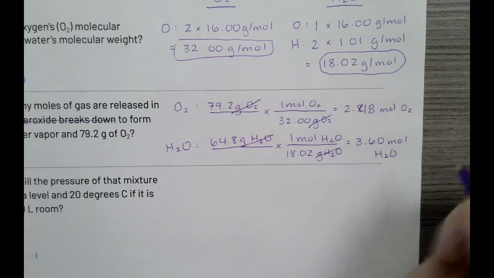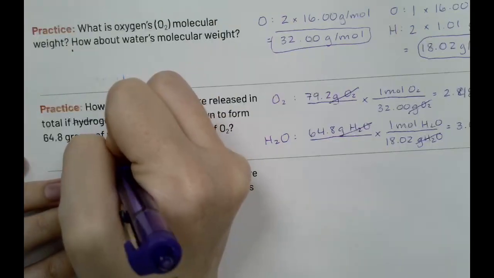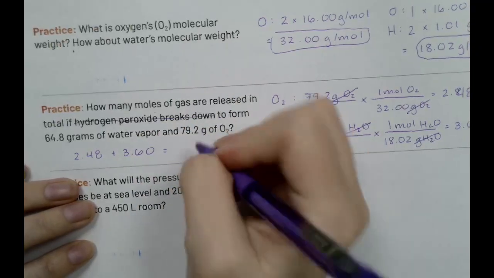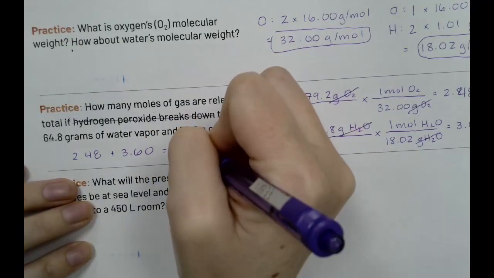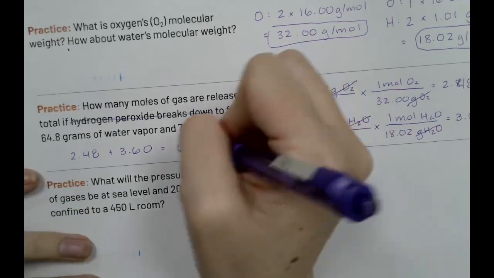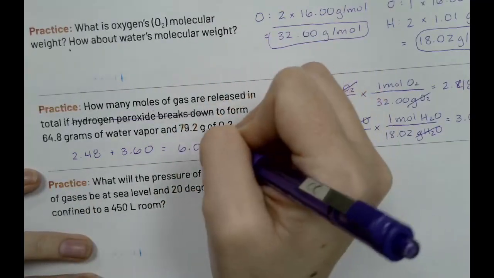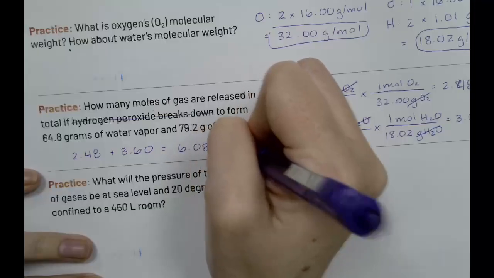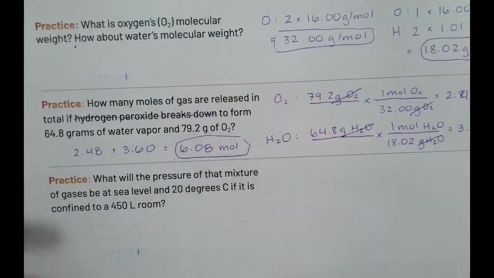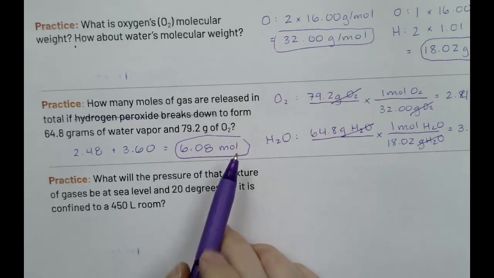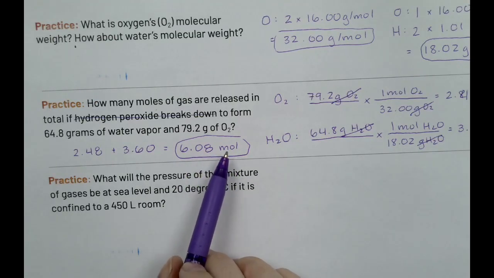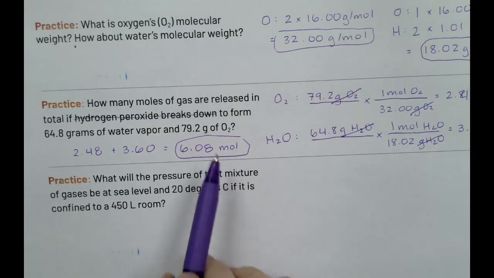So come on over here, 2.48 plus 3.60 equals 6.08, there we go, 6.08 moles, sorry, I rounded differently. Moles of gas total. Right, that's how many moles of gas we have. That's 6.08 times 6.022 times 10 to the 22 molecules of gas.